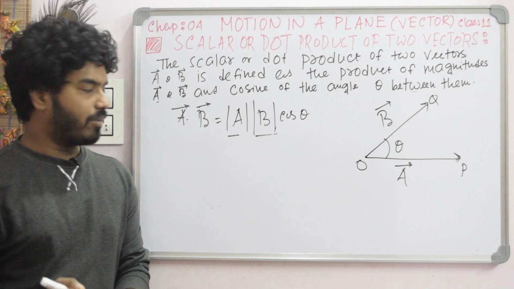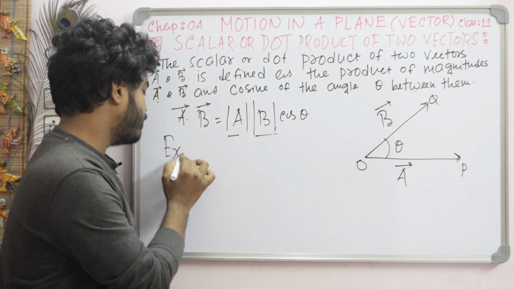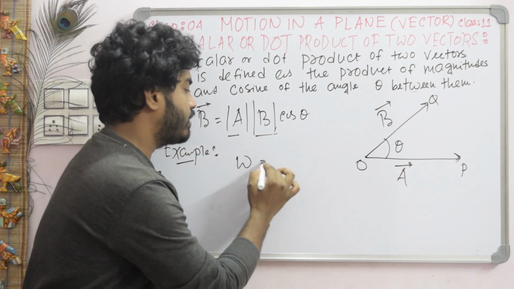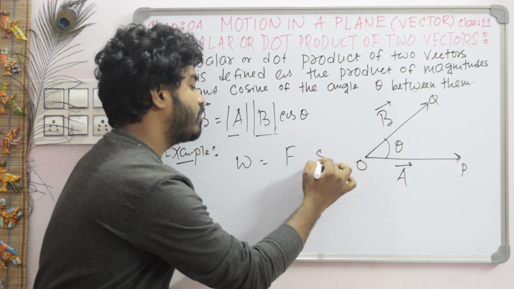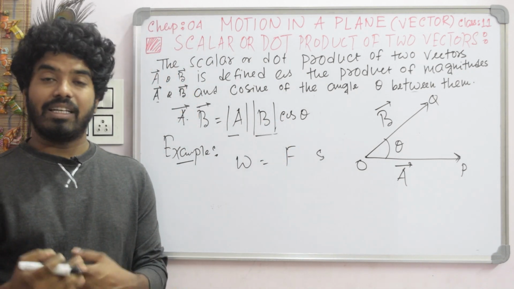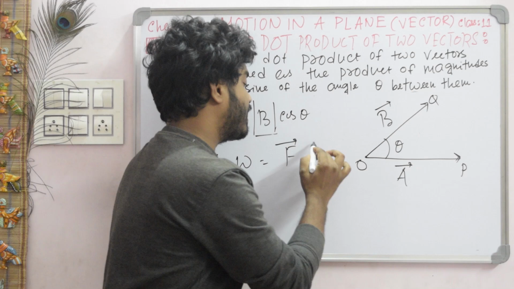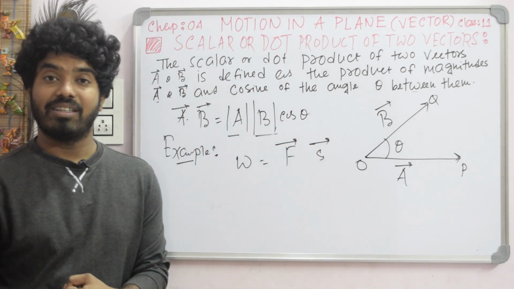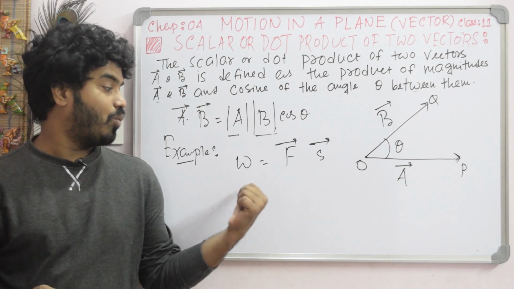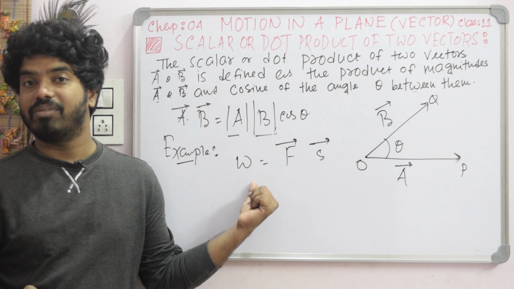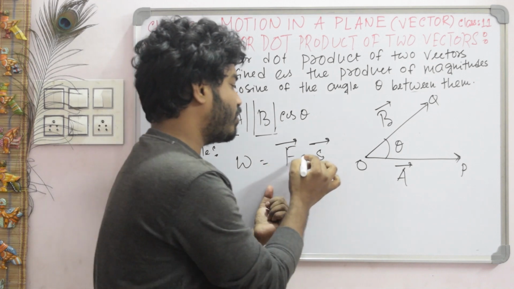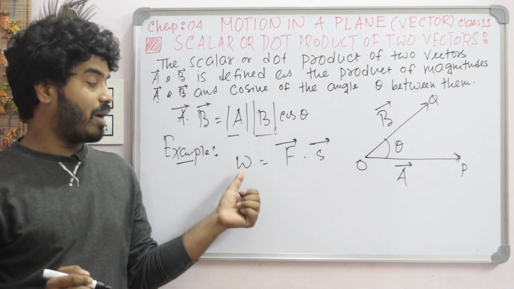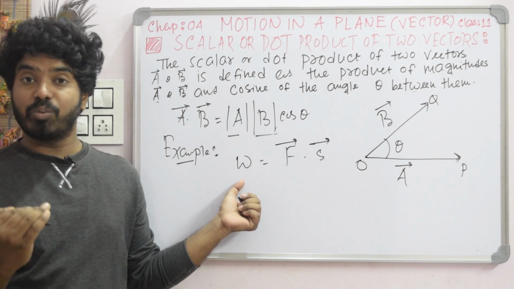Okay, let's take one example. All of you know the work done formula. Work done is the multiplication of force into displacement. And you know force is a vector quantity and displacement is also a vector quantity. Now you learned in class 10 that work done is a scalar quantity. Why? Because the dot product of force and displacement gives the amount of work done, not the cross product, the dot product.